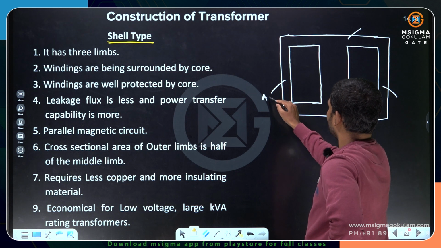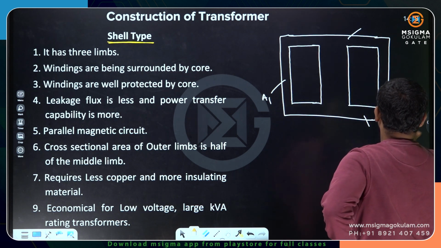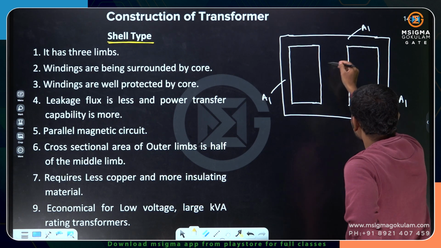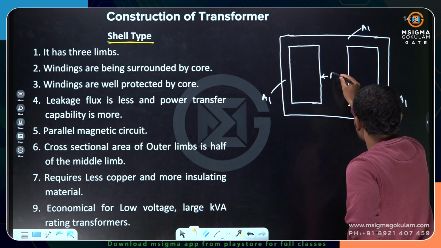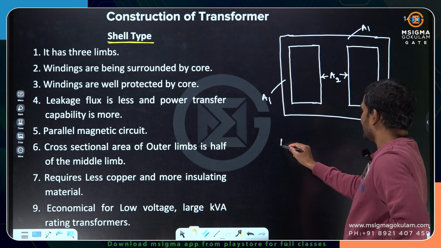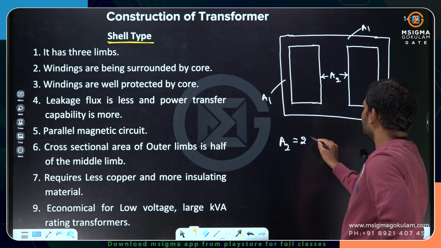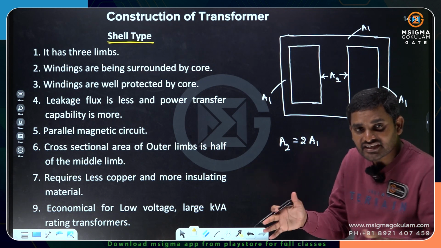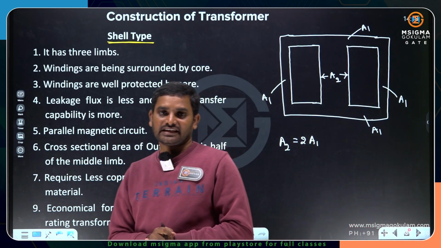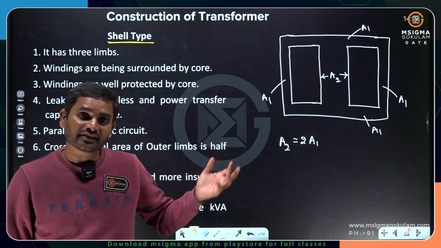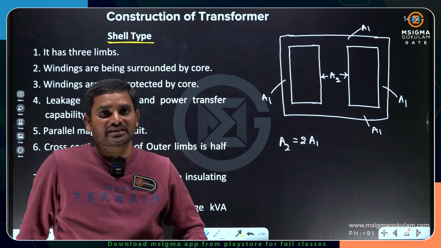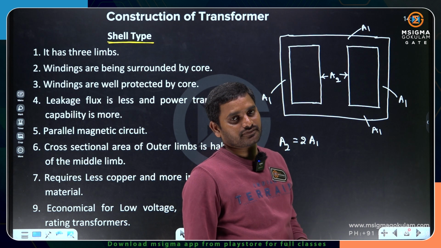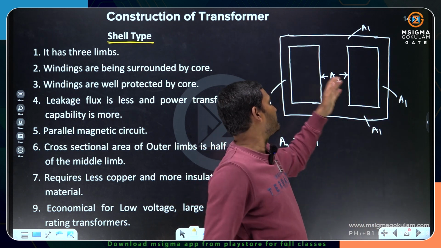Let me write it as A1, A1 and A1. But the middle one is A2. So here the middle limb is double the side limb; A2 is double the side limb. The middle limb has a larger area of cross section compared to the side limbs. Whereas in core type construction we have seen both legs have the same area of cross section, and here the middle leg has double the side legs' cross section. Our side legs are half of the middle leg.